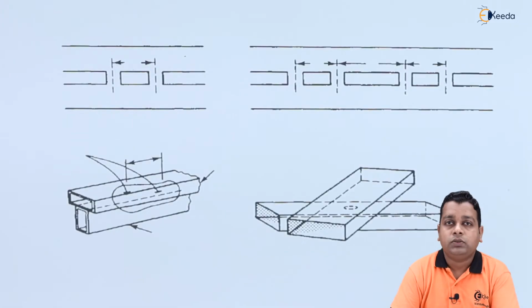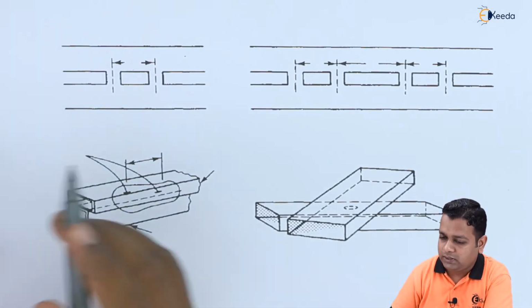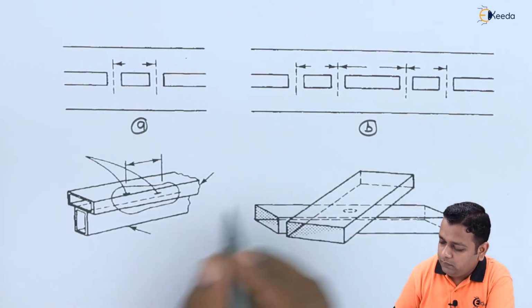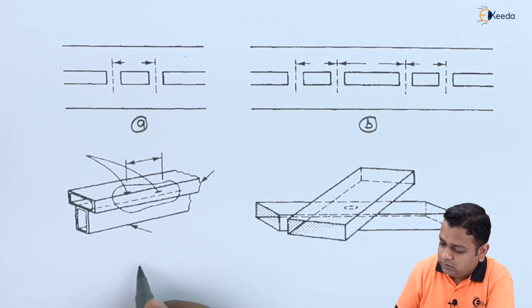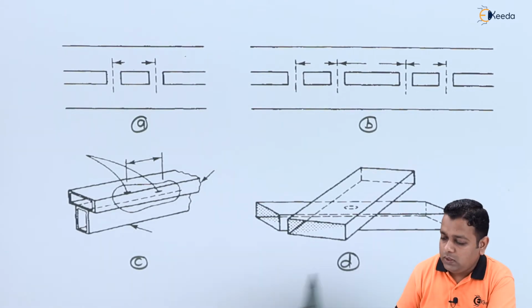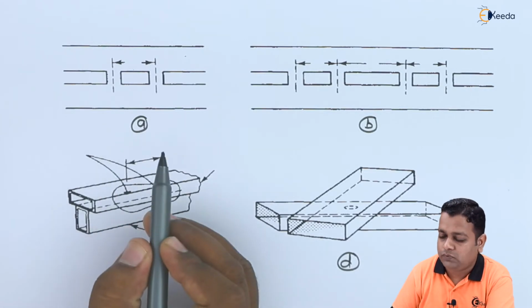Now let us discuss a few of the possible types of directional coupler that are available and we can use in practical experimentation. This is the schematic diagram with the 4 basic types. Let us name the figures part A, part B, part C and part D here. Now if you observe part A, this is the cross-sectional view.